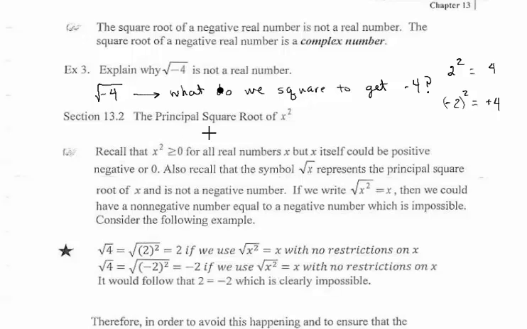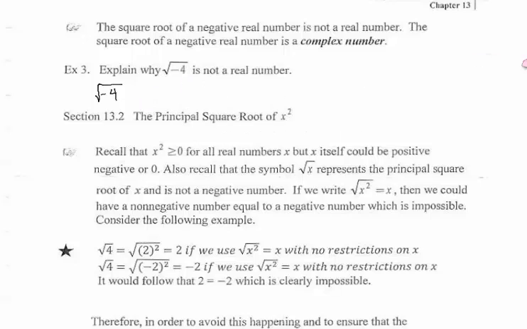So there is no real number that we can square to get negative 4. So in this case, out to the side, we would just say this is not a real number.